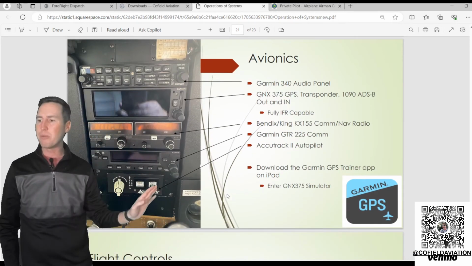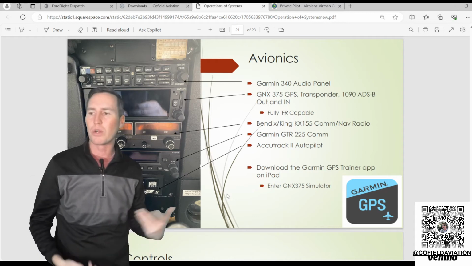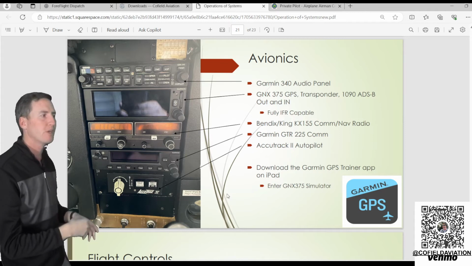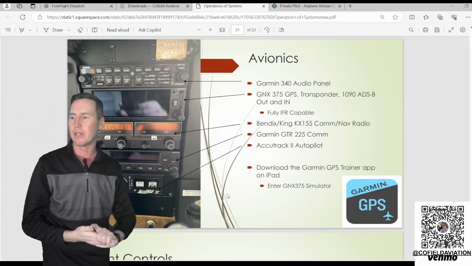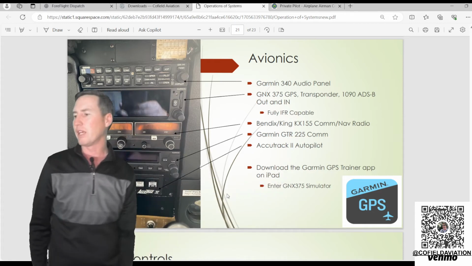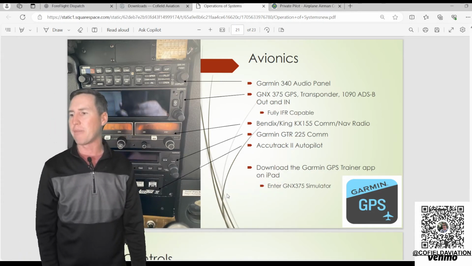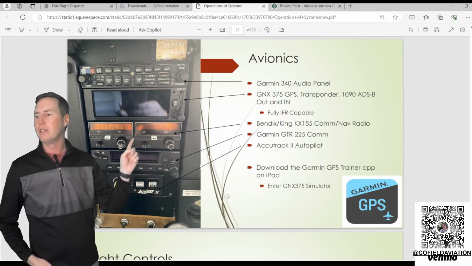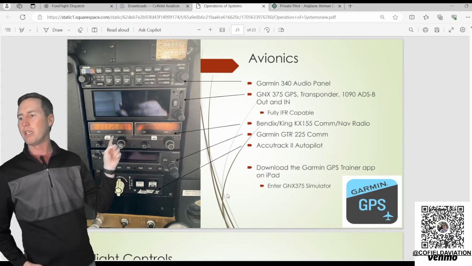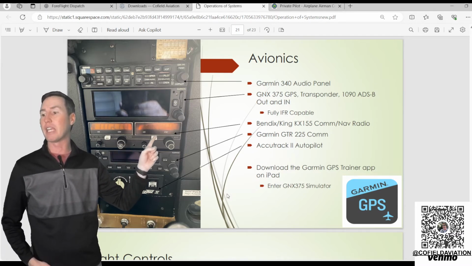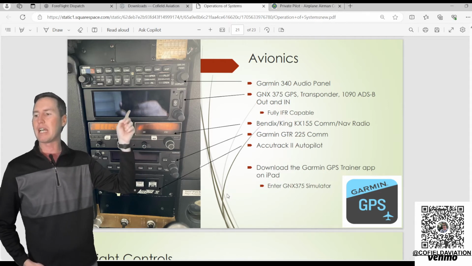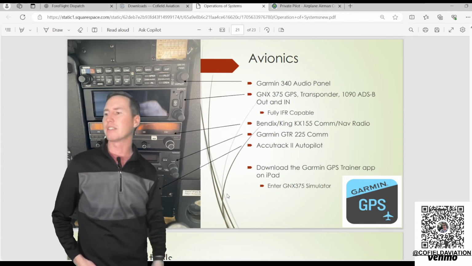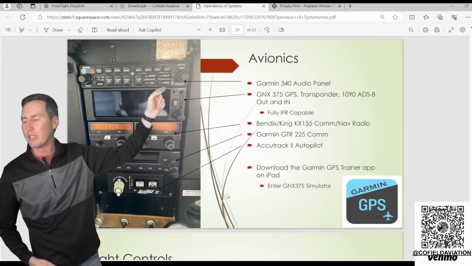Again, this is flight deck management, and you're going to be learning that in the airplane itself. Of course, this is very aircraft specific, right? Your airplane may have different stuff in it. But please do download that Garmin GPS Trainer app. Really good stuff. GTR 225, COM only. KX 155, COM here, nav here, ground-based navigation, VOR. Here's our satellite-based navigation in our GPS, the GNX 375, and then the Garmin 340 audio panel.